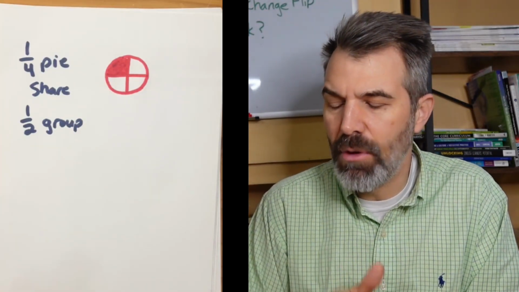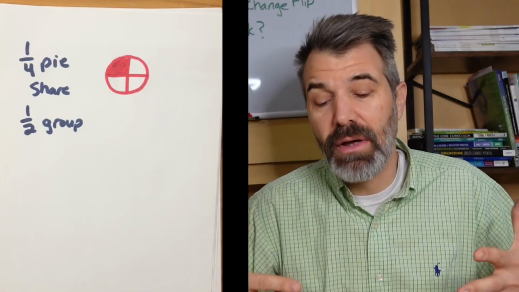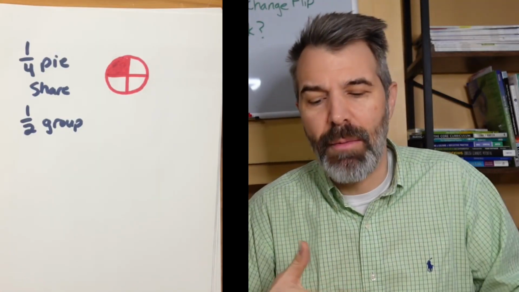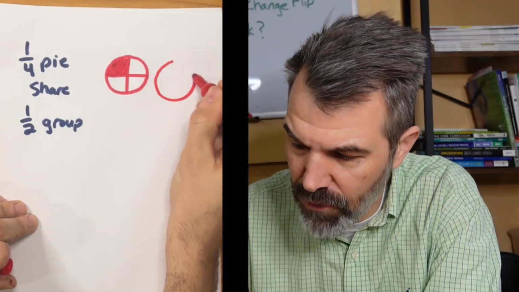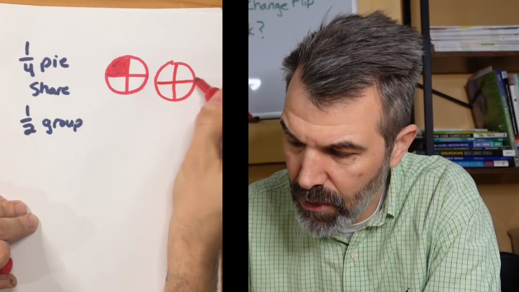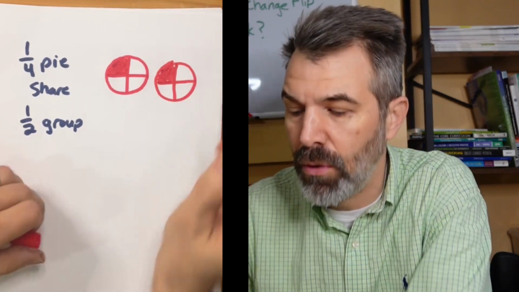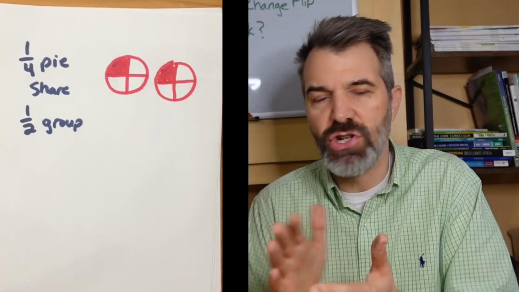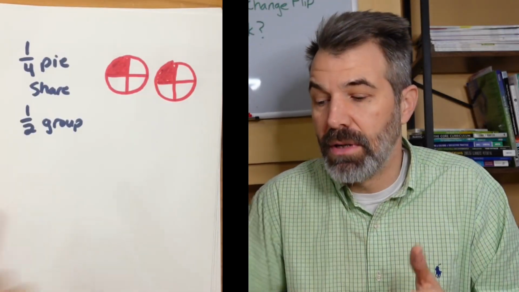Well, if this is the amount that 1/2 of a group gets, then the other half of a group, if I was thinking about a whole group, would also get that same amount. So I'm going to show that here. The other half of the group, over here on the other side of the room, also gets 1/4 if I'm thinking about the group as a whole. So again, that 1/4 of a pie shared with half of a group means that the total for the entire group would actually be this amount.